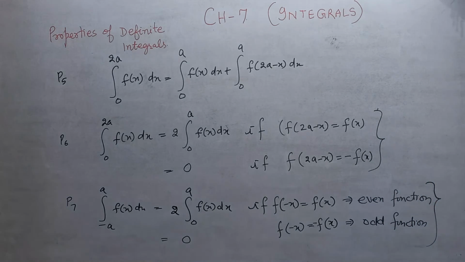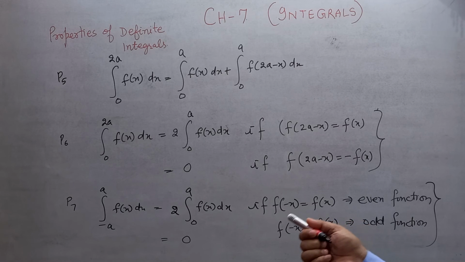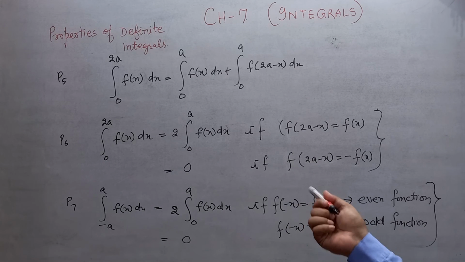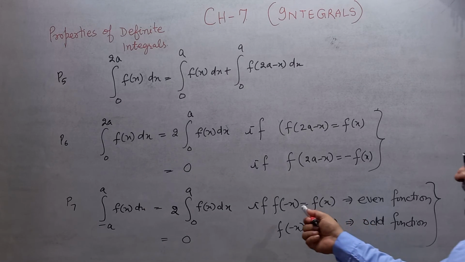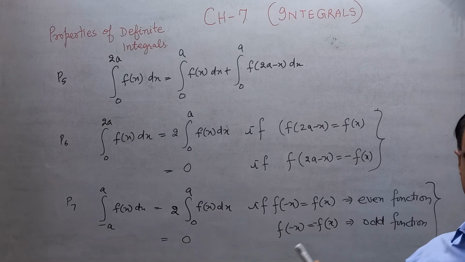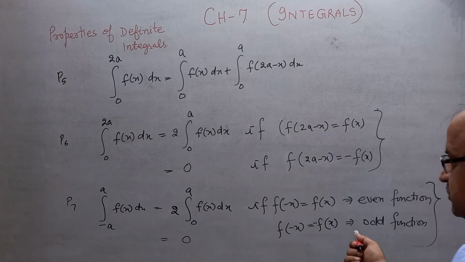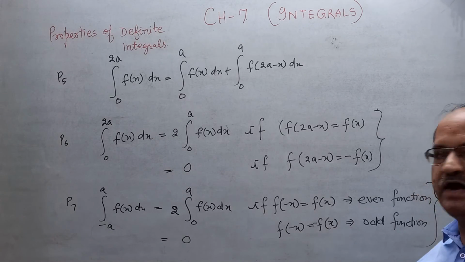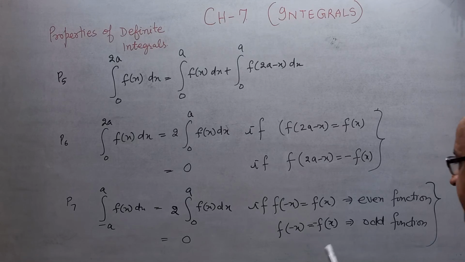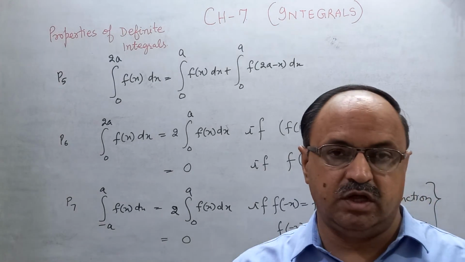Correct? Check again. This is the identification of P7, that minus a to a, then you can convert twice 0 to a f of x dx if this condition satisfies. f of minus x is equal to f of x, that is an even function. If it is an even function, then you can convert the question in the form of twice limit 0 to a. But you know that if it is an odd function, f of minus x is equal to minus f of x, then you can write directly it is 0.